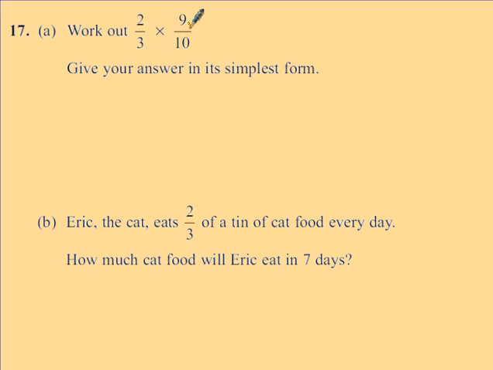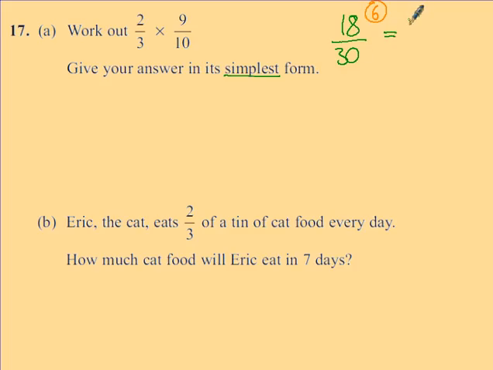2 times 9 gives us 18. 3 times 10 gives us 30. Now we want it in its simplest form, so I'm now going to try and find numbers that go into 30 and go into 18. So remember, when we do this, we don't just want to pick obvious ones, we want to try and think of what's the largest number or the highest common factor of both of these numbers. And that answer is 6. 6 is the largest number that goes into both 18 and 30.